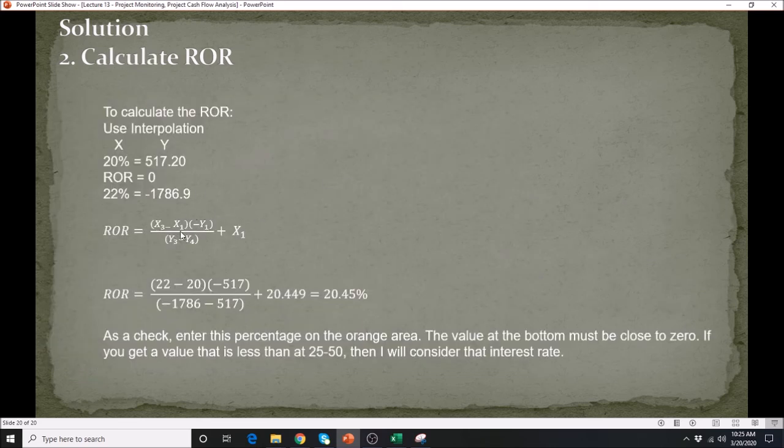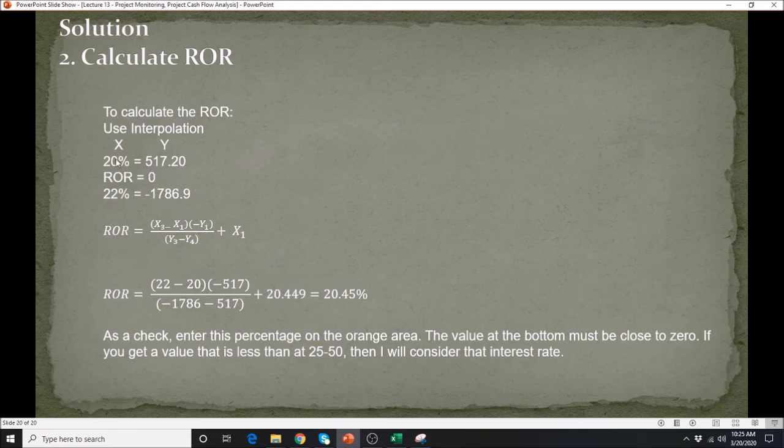All right, there you go. And plug in. This is our equation to calculate the ROR. You just need to plug in those values here. This is the value that we need to calculate, the ROR. So this is your X1, this is your X2, this is your X3. This is your Y1, this is your Y2, and this is your Y3. So you just plug in here.